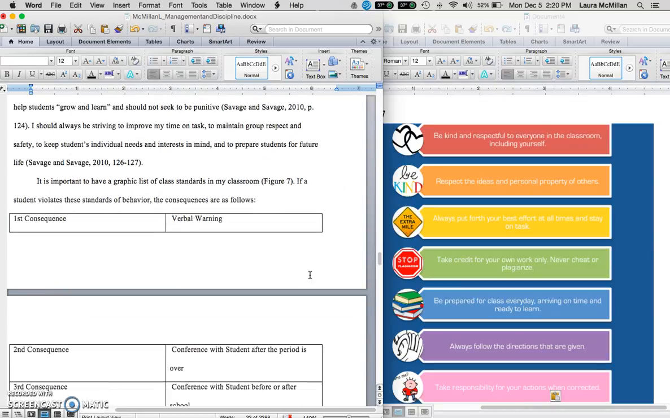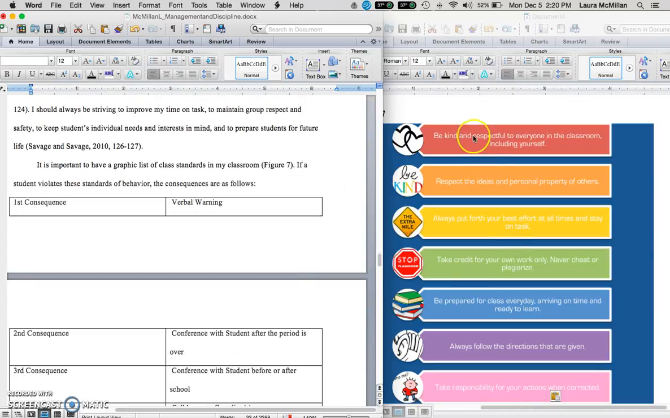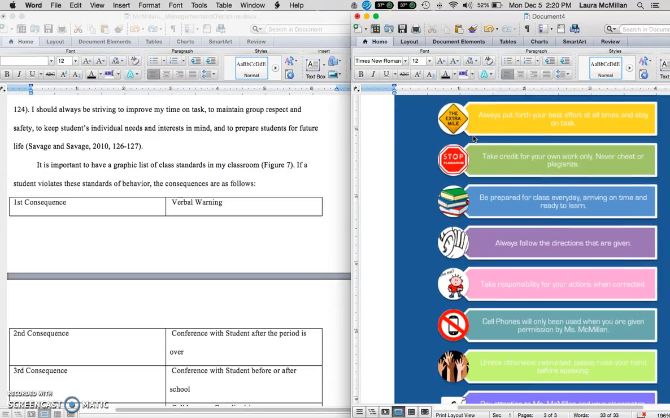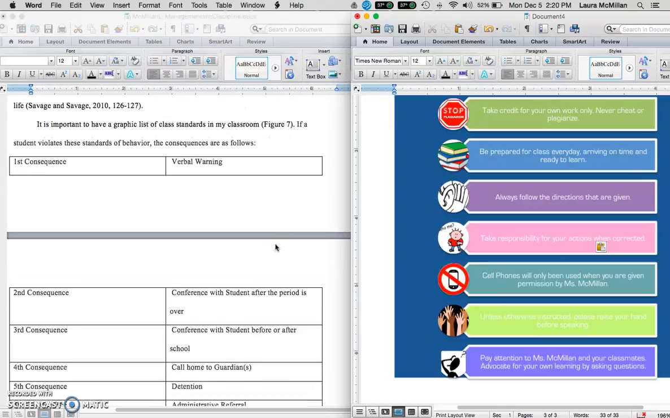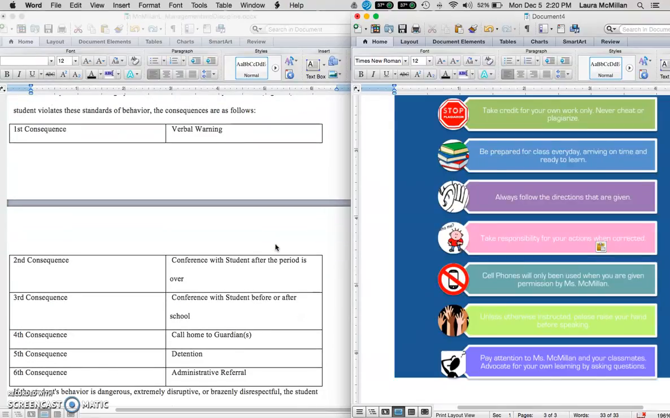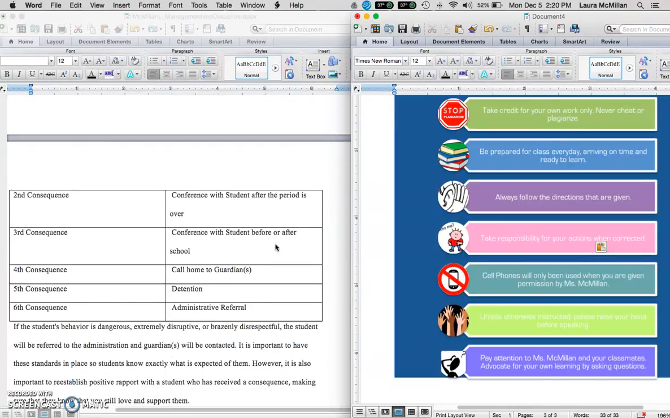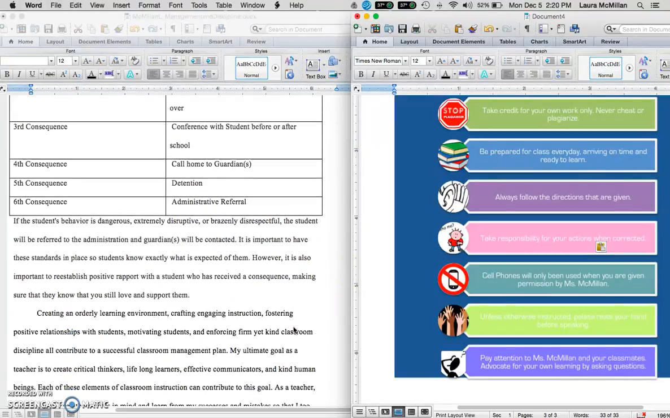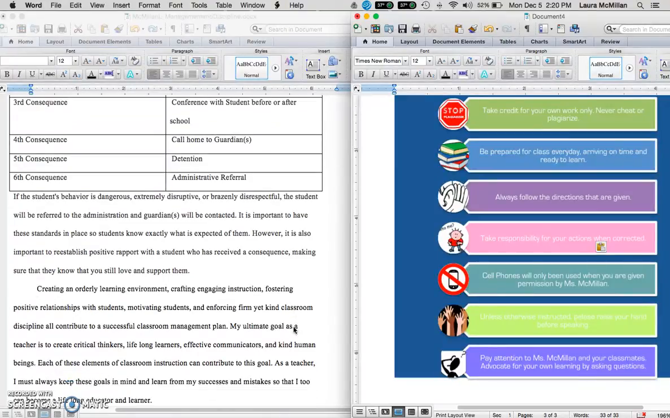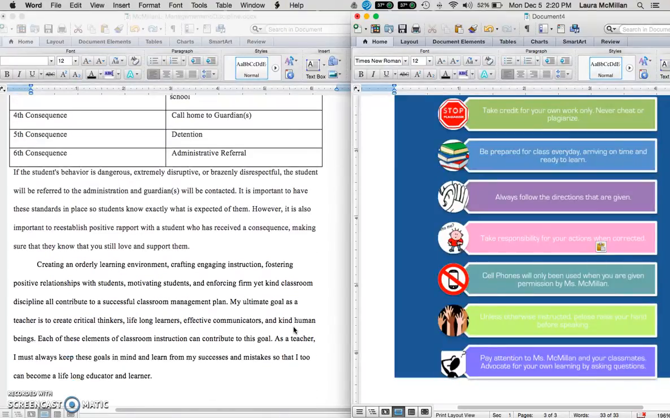It is important to have a graphic list of class standards in my classroom, and I have that here. If a student violates these standards of behavior, the consequences are as follows. The first consequence is a verbal warning. The second consequence is a conference with the student after the period is over. Third consequence is a conference before or after school. Fourth consequence is a call home to guardians. Fifth consequence is detention. And sixth consequence is administrative referral.